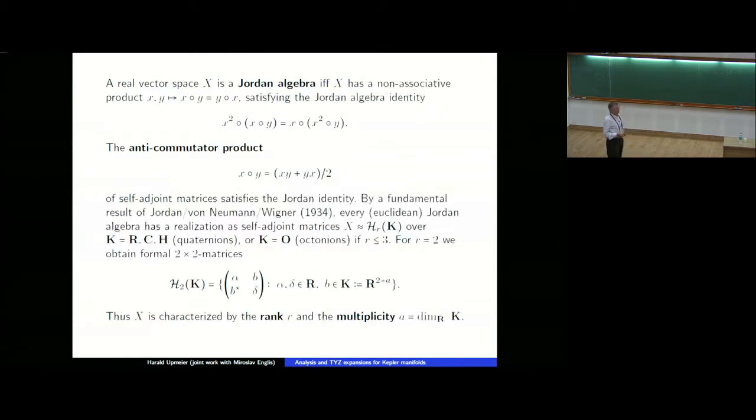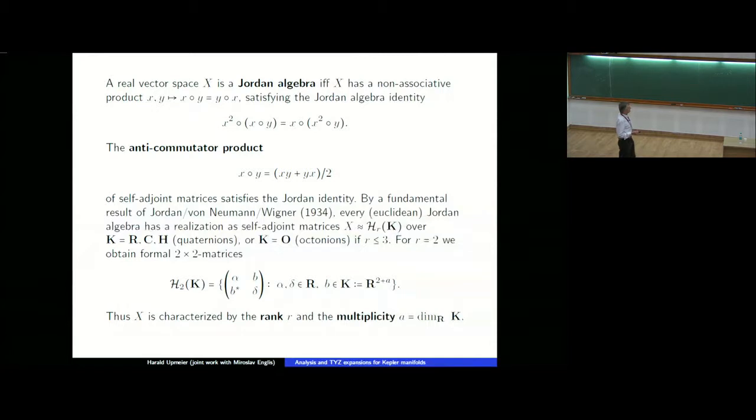I mentioned already Jordan algebras. That is, of course, Jordan, the physicist Jordan. He did not start with Jordan triples. He started with Jordan algebras, namely the anti-commutator of self-adjoint matrices. Let us quickly go over Jordan algebras, although Jordan triples are my main concern.